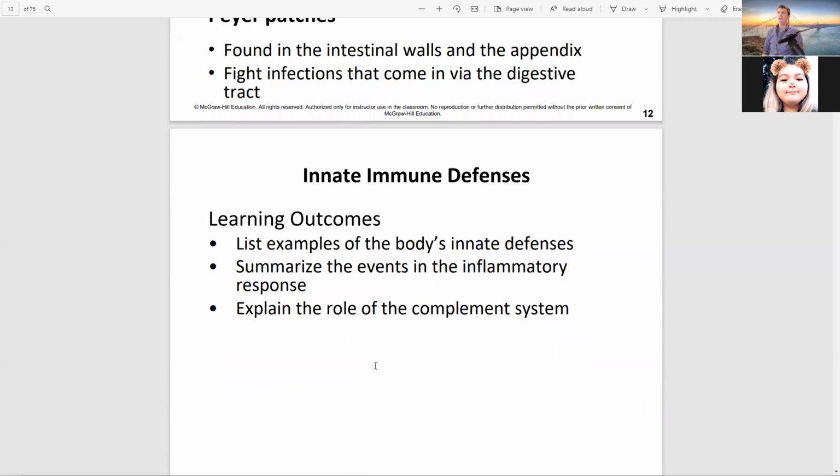So moving on to innate immune defenses, your learning outcomes here are to list examples of the body's innate defense, summarize the events in the inflammatory response, and explain the role of the complement system.